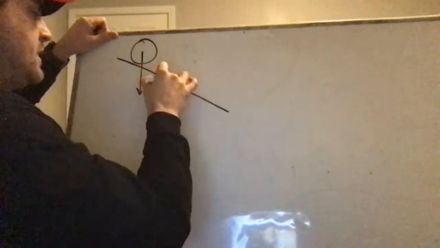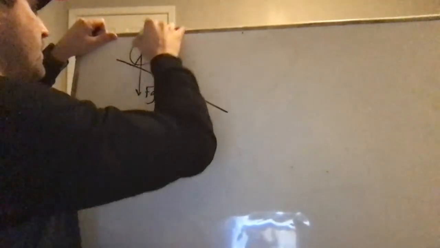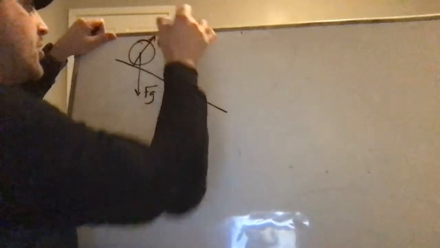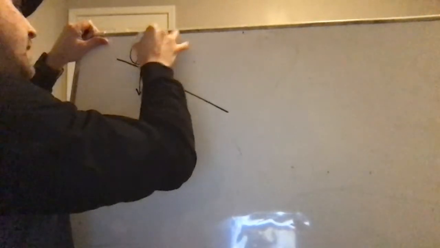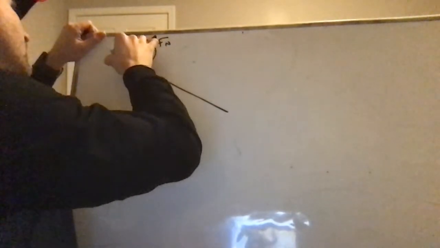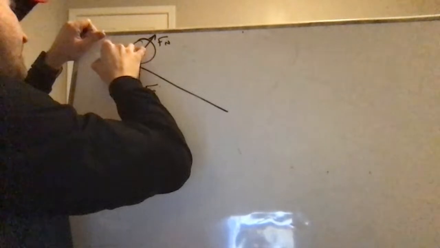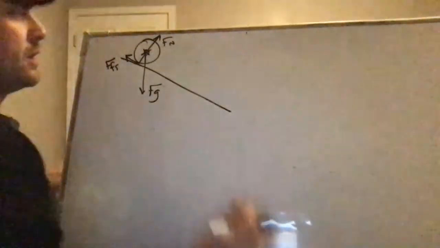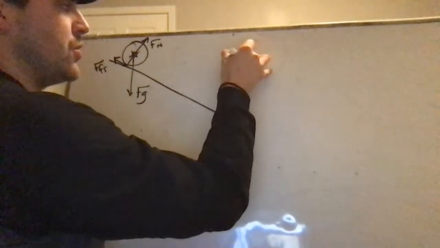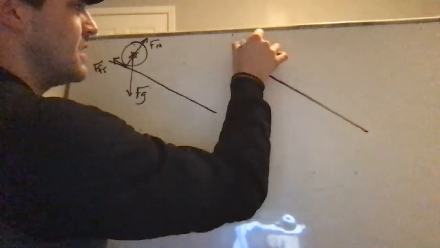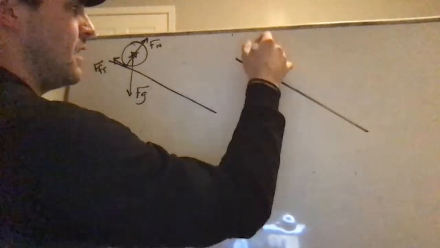Let's go ahead and draw our FBD. Like always, FG, FN. Notice their locations are not both at the center of mass, but the axis of rotation is at the center of mass. There also was our friction force, or static friction pointing up the ramp. This was our setup. We compare this to something first semester that has an object that doesn't roll.